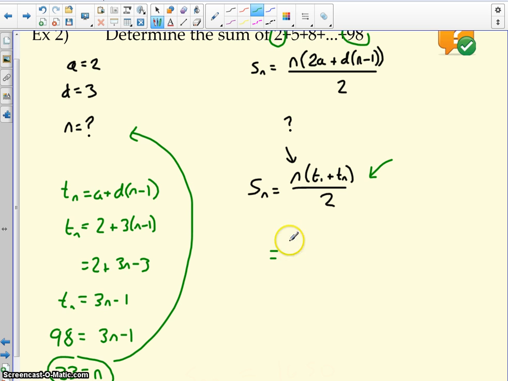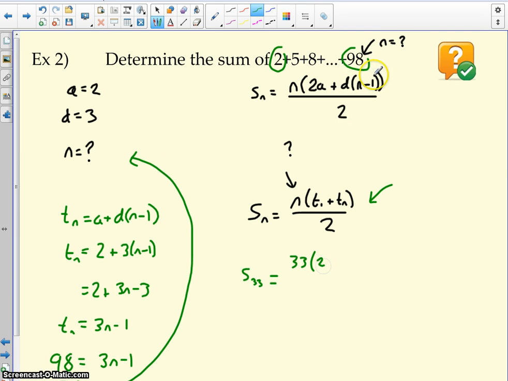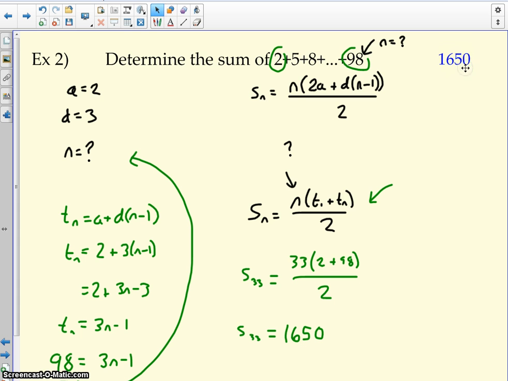This one looks a little bit easier to use, so I'm going to use this one. So that would mean if n is 33, t1 is 2, my 33rd term is 98, as we just discovered, and that's all going to be divided by 2. So that gives me a sum of 1,650. Okay, and if you use the other formula, you should have gotten the exact same thing. So hopefully they both worked.